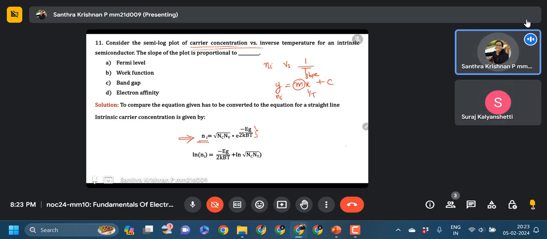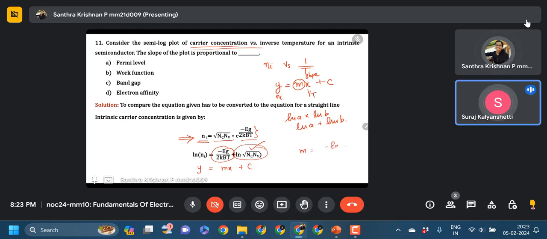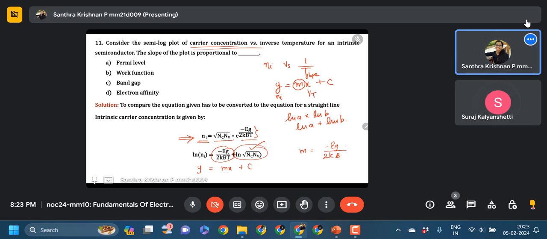So what we do is take ln on both sides. We know that ln of a into b is equal to ln a plus ln b. So when you take ln, this becomes one term and this becomes the next term. Then if you compare with y is equal to mx plus c, the first term is your intercept, and 1 by T is your x. So your slope m is minus Eg by 2 kB. So the slope is proportional to your band gap.